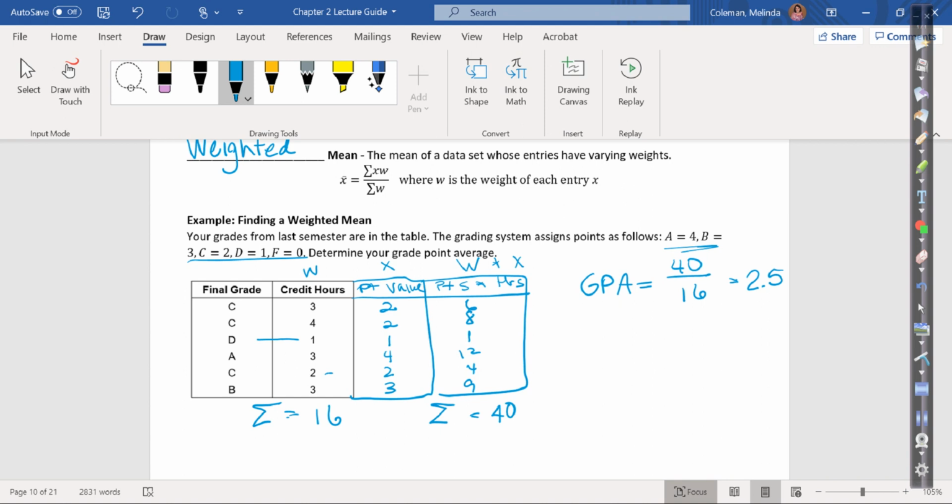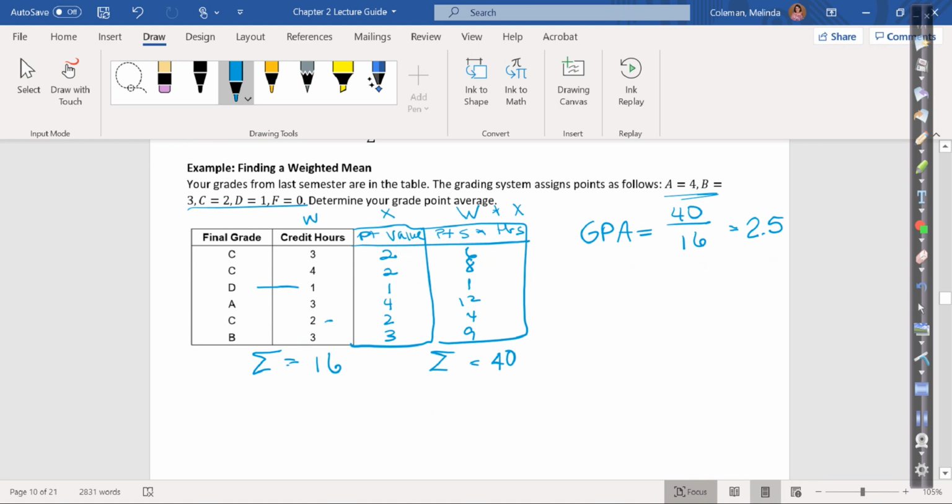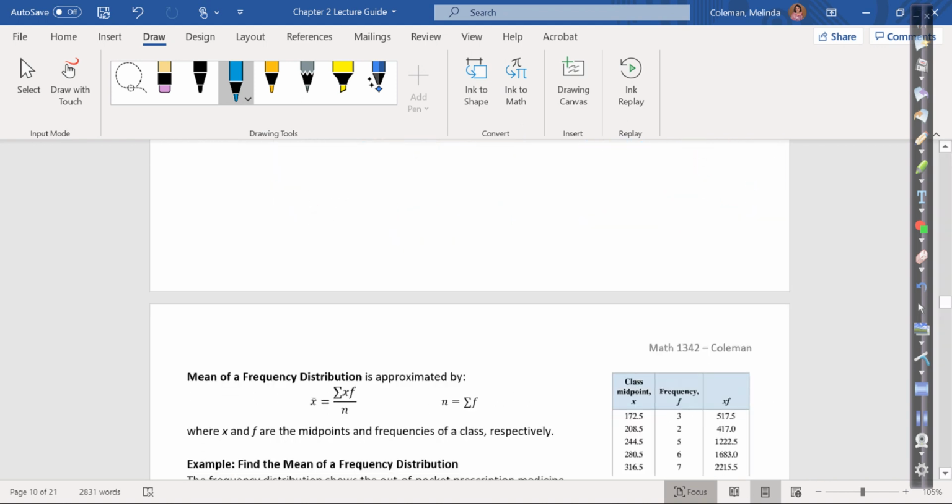And that is exactly how Lone Star will determine your GPA, and all colleges for that matter. That's why they always tell you it's on a 4-point scale, because an A is worth 4, the F is worth 0. All right.